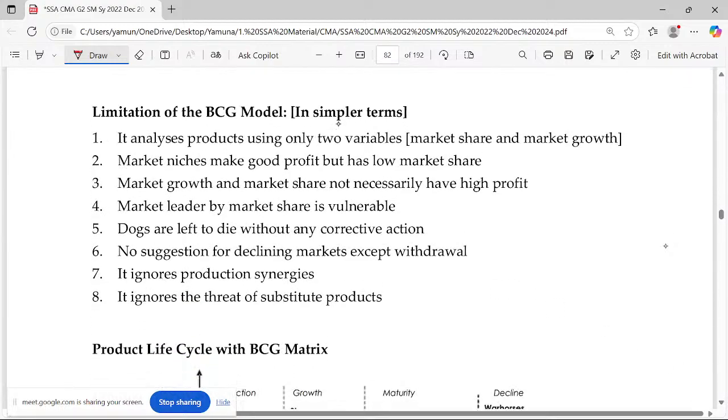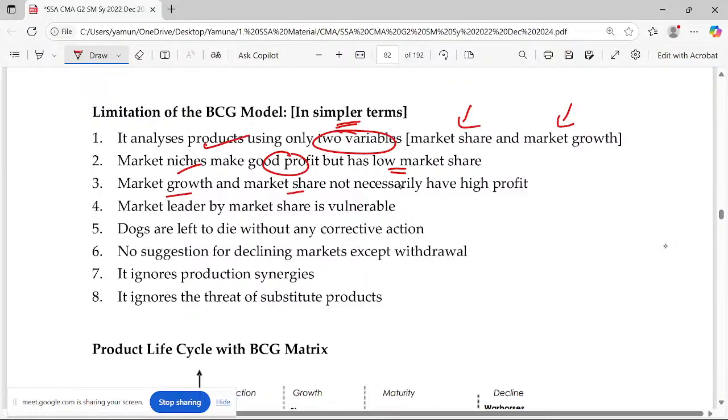Limitations, in simpler terms, I have listed down. It analyzes products using only two variables. How can I say only two variables? There are so many things we have to define. You cannot say it's just a two-dimensional language. So that's a very big limitation. And a market niche makes good profit but sometimes has low market share, so that also may not work. You might be having low market share but making good profit. So it's not a good angle to discuss here.